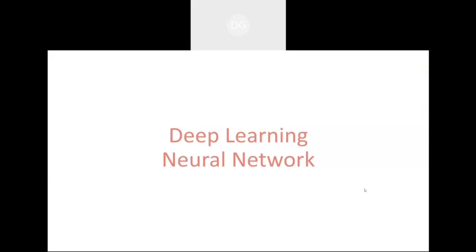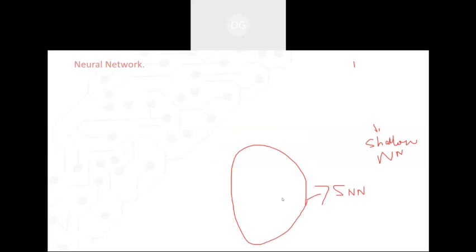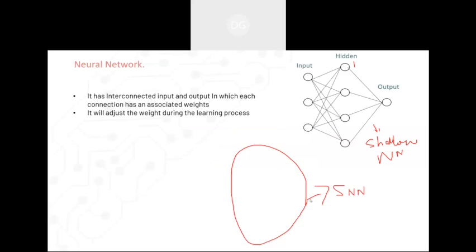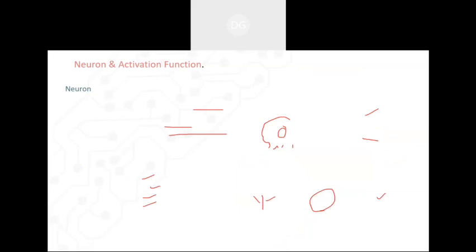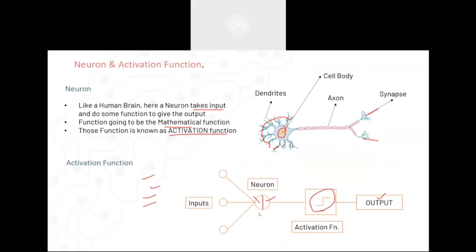So what are all the things we have seen? Just a summary I'm saying, and I will complete it. First thing we have seen is neural network. In that we have seen classification like simple, shallow, and then deep neural network. If you are having only input and output, we can call it a Perceptron also, for simple decision making.